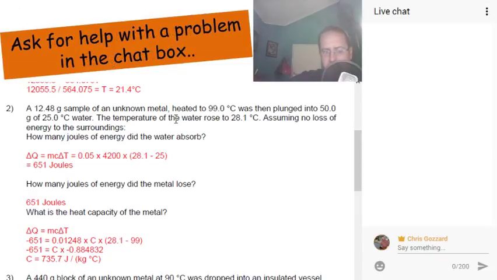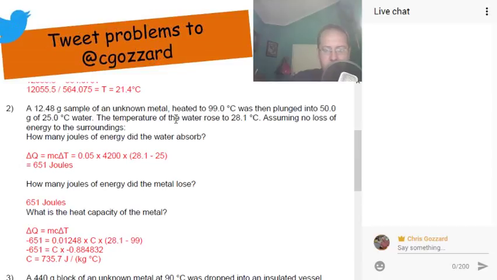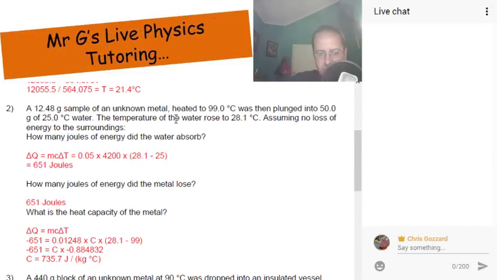So this is quite nice really, because all you need to do is use the specific heat capacity equation. You can see delta Q equals m c delta T, okay? You know the mass of the water, it's 50 grams. You know the specific heat capacity, and then the change in temperature. Well, remember it's final minus the initial. So the final temperature was 28.1. The initial temperature was 25. And you get 651 joules.